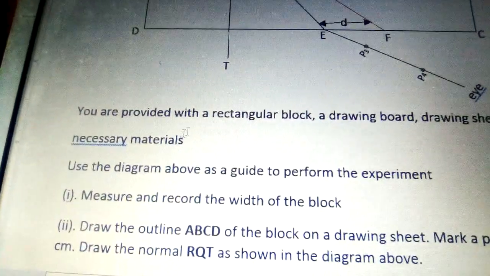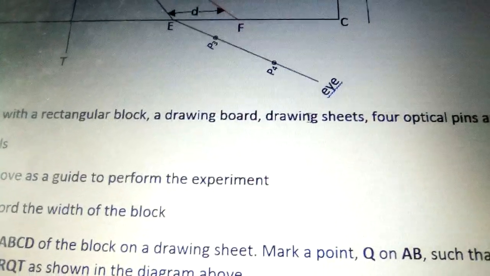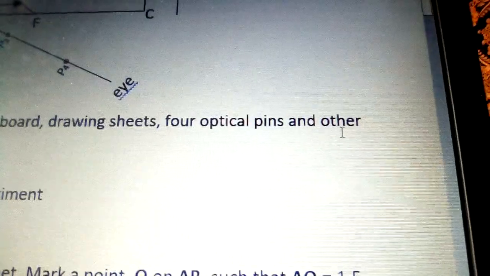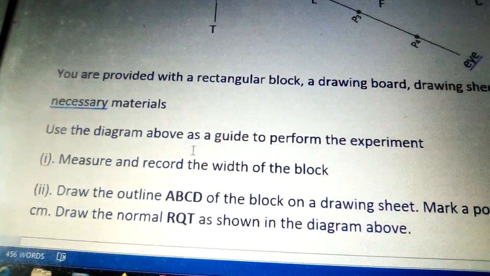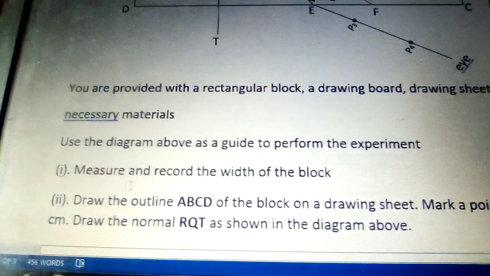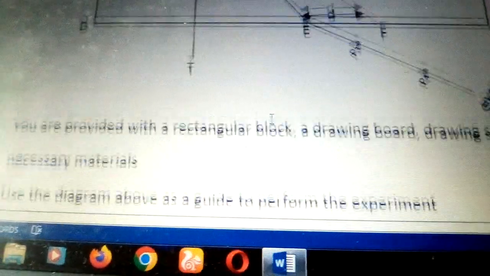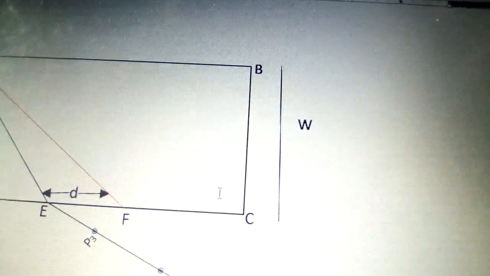Now, let's go into the question. We are told you are provided with a rectangular block, a drawing board, drawing sheets, 4 optical pins, and other necessary materials. Use the diagram above as a guide to perform the experiment. Number 1, measure and record the width of the block. The width is our W, that's the length BC.